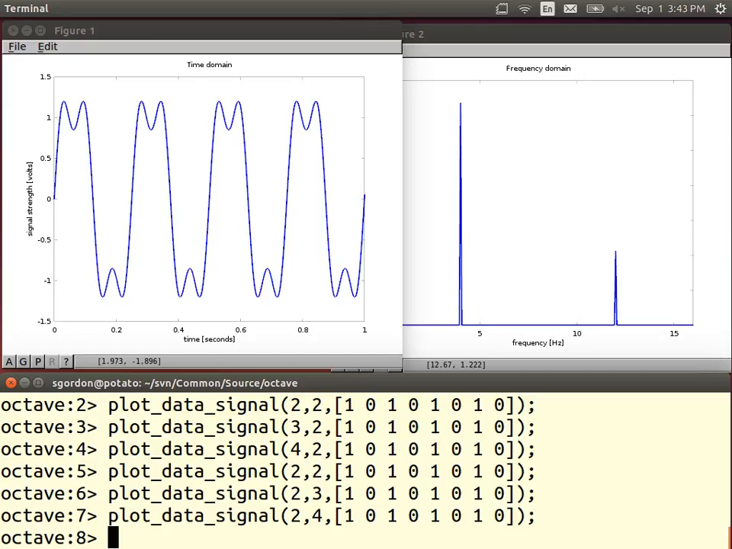This plot is for 8 bits. How many bits per second? How many bits in 1 second can we send? If you look at the time domain plot, you see the range is from 0 to 1 second, and it represents 8 bits. Therefore, we have 8 bits per second.